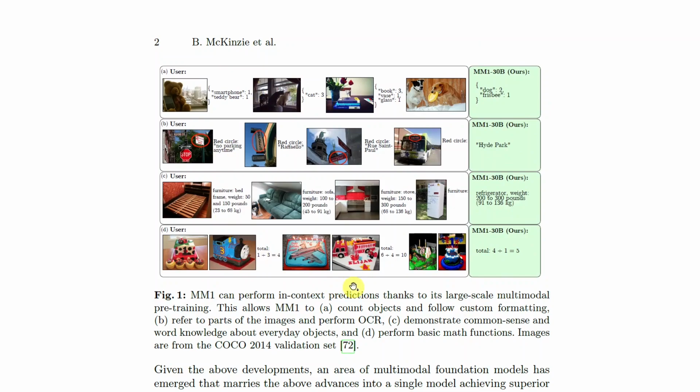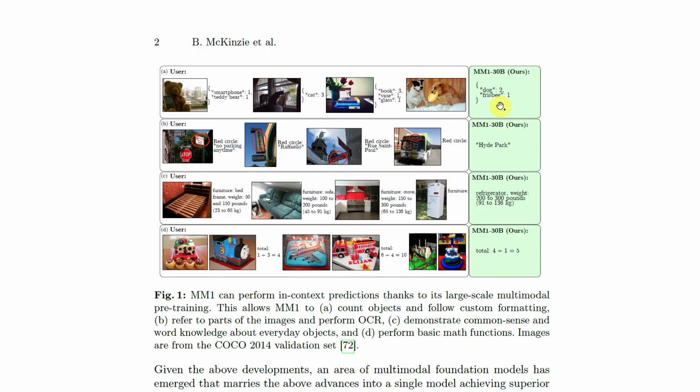So if you see here, the bear, smartphone, and teddy bear. As a few-shot prompt example, they gave a bear and said that, okay, smartphone is there, teddy bear is there, and so on. So it is some kind of counting of the main objects in the images. There are three cats here. There are three books here, one vase and one glass. There are two, so what is the output of this? It's saying that there are two dogs and one frisbee. So quite good.